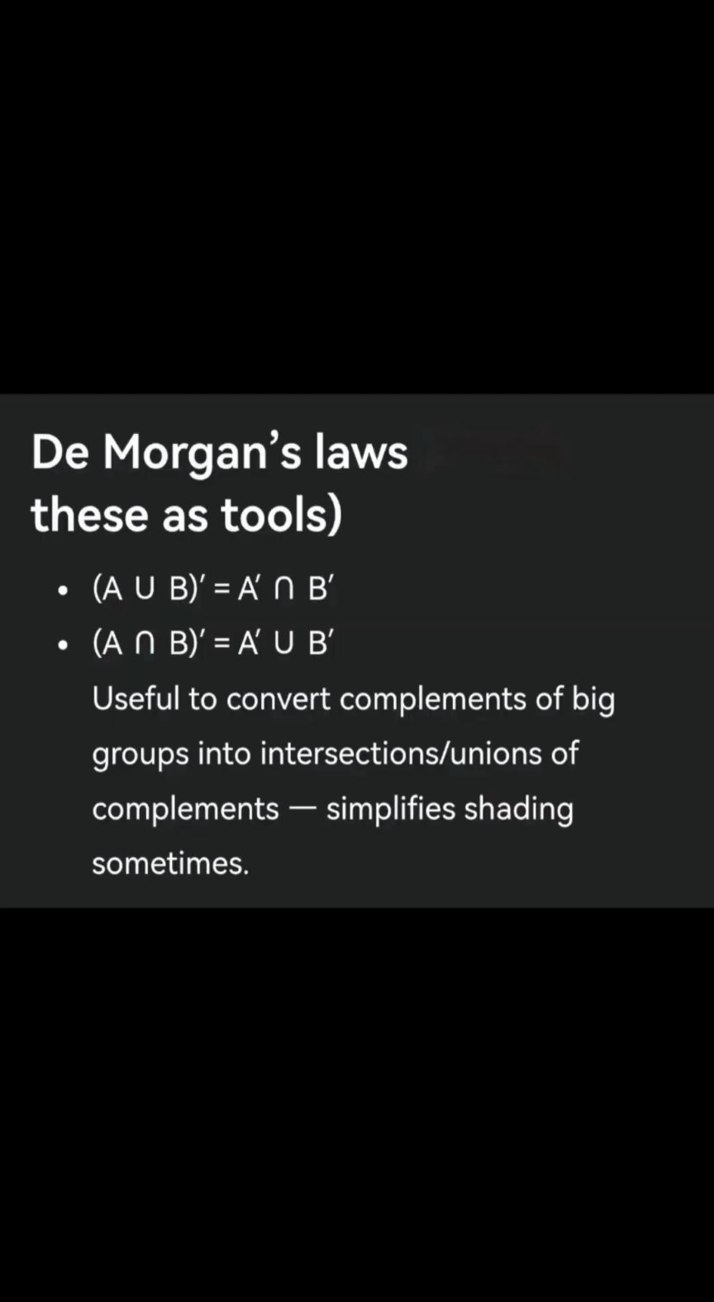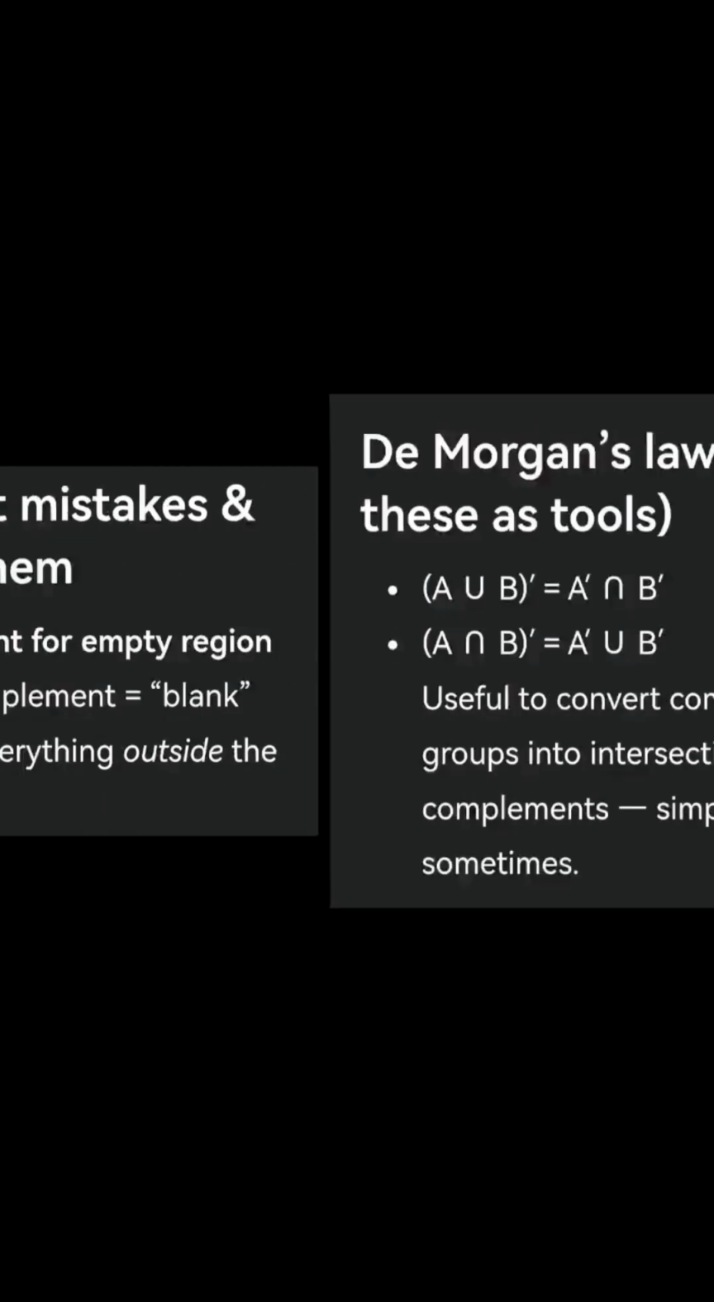Now then the De Morgan rules, like what you were saying, we can use them as a tool or a guide or as a formula, right? Why are they useful? They are useful because they help us to convert complements of big groups into intersections or unions of smaller complements. So we are just simplifying the shading to be easily understood or easily solved, right?